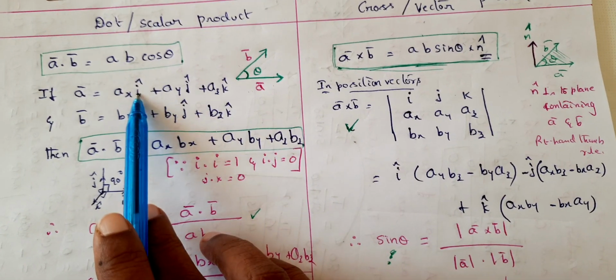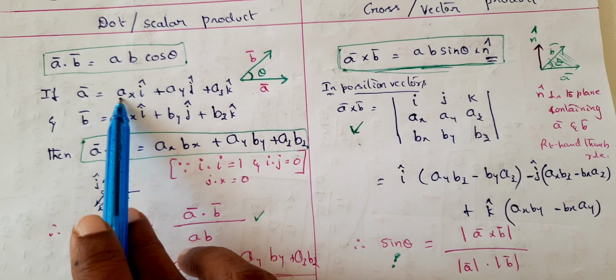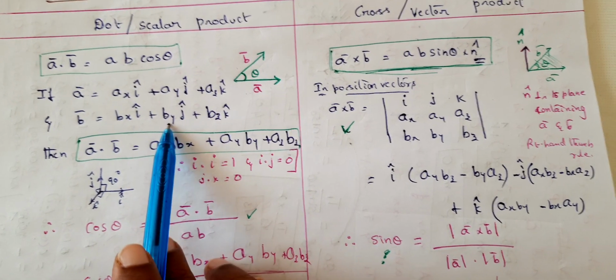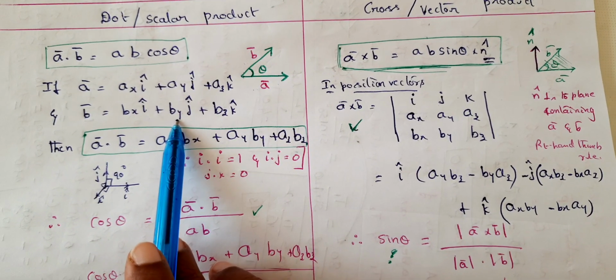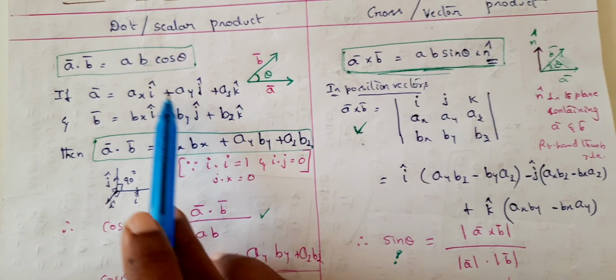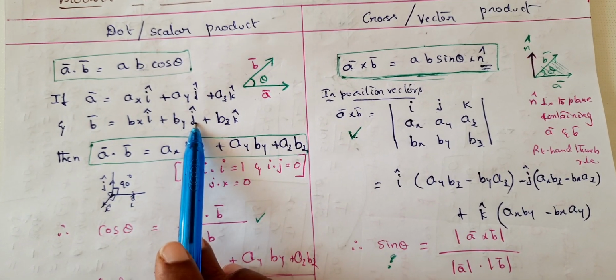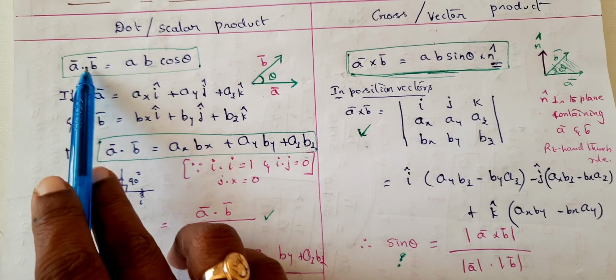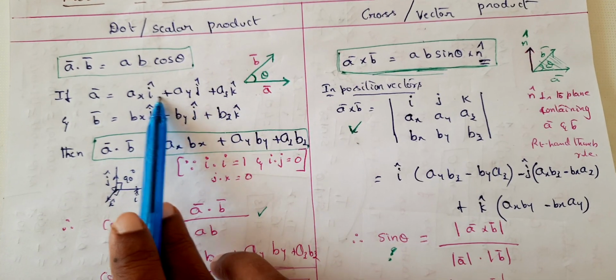Now see this one. When you are multiplying this, you are multiplying Ax I cap with By J cap also, distributive property. So AxBy within brackets I dot J, because you are doing dot product here. I dot J.